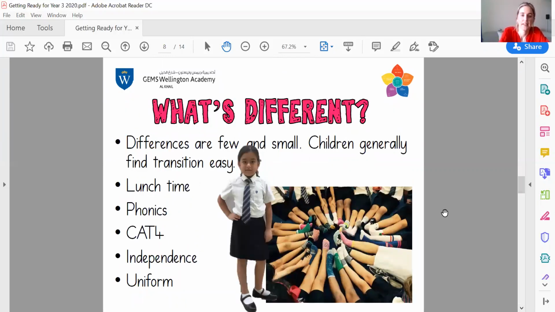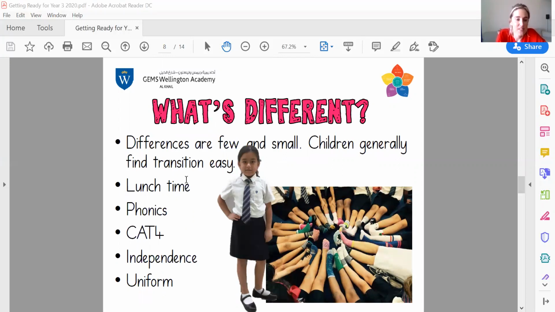So then it brings us on to talk about the differences. So differences are few and small. It's worth noting that children generally find the transition much easier than you think they're going to. I know it's a jump from one key stage to another, but we really do our best to make sure that the transition is easy for the children.